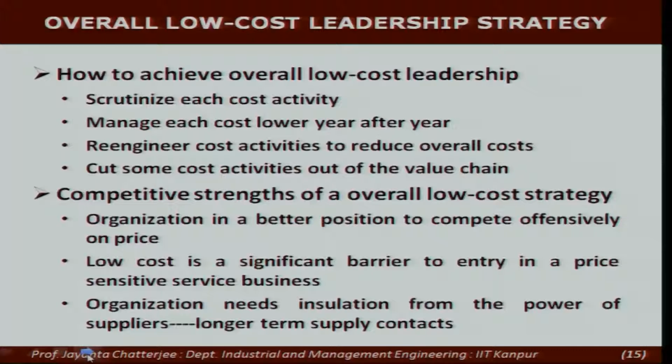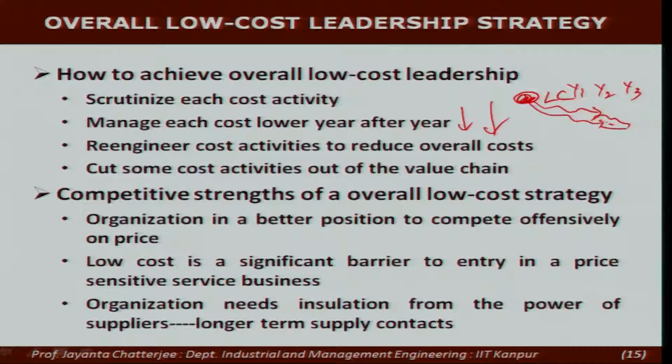There is hardly any service today where low cost is not an important competitive strategy. So, here obviously you have to scrutinize each cost activity and manage each cost lower year after year. That means you can't take a position today and say this is a low cost position. You have to understand that others are constantly trying to lower their cost.